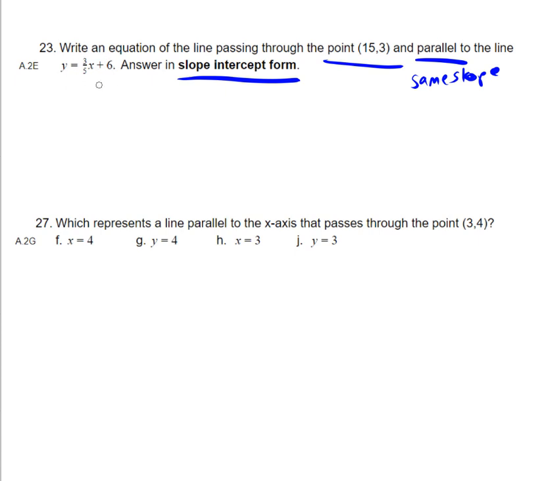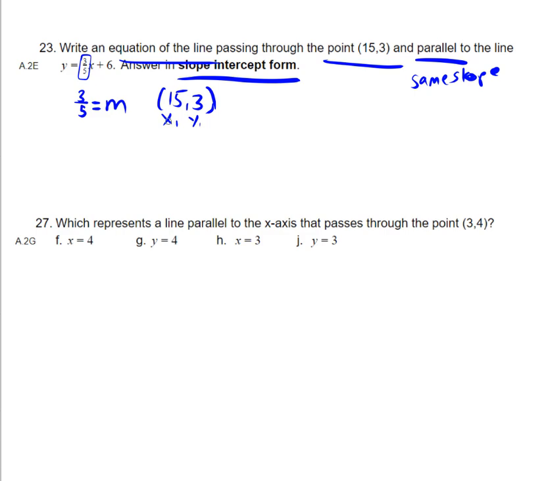Now, they did a really good job. They made it easy for you by already solving it in y is equal to mx plus b. So I can see that that right there is my slope. Remember, my slope is 3/5, not 3/5 x. It's just 3/5. So my new line that I'm making, my equation of the line, is going to have the same slope because it's got to be parallel to it, right? So my slope, my 3/5, is equal to my m, and my point is 15, 3. 15, comma 3 is going to be my x1 and my y1.